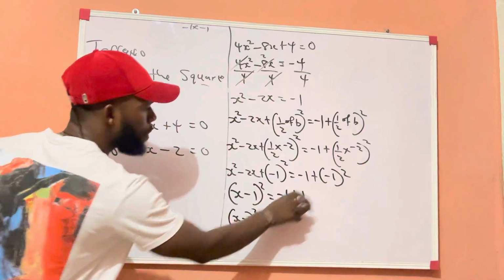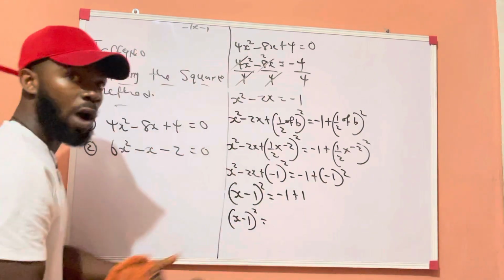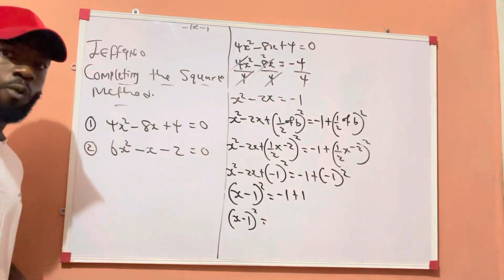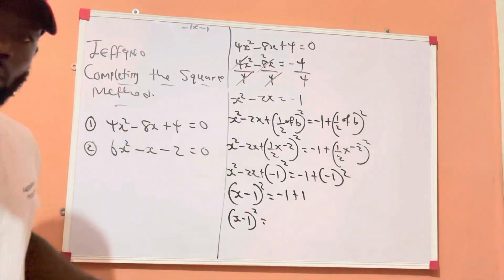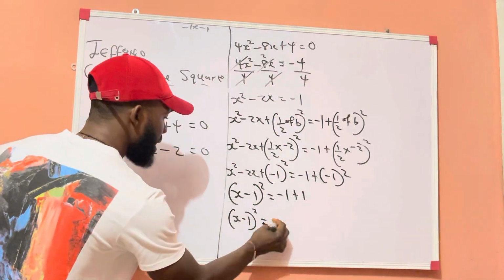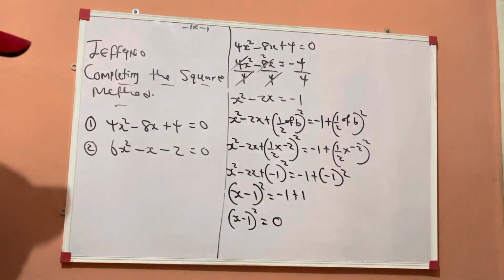Now, minus 1 plus 1. Minus 1 means you are owing 1. Plus 1 means you have 1. Now, when you pay the 1 that you are owing, you are no longer owing and you no longer have. So what do we have here? Here becomes 0.